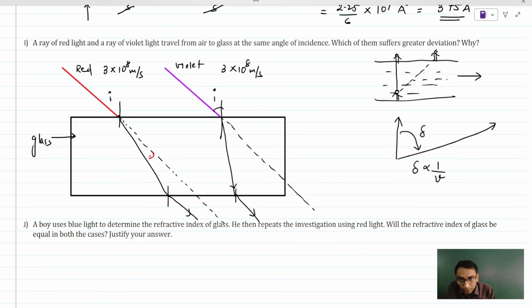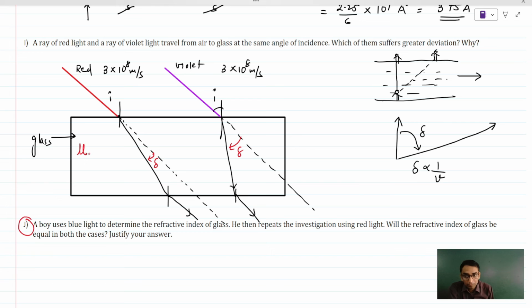This is the angle of deviation, this one. The angle between the extended incident ray and the refracted ray is the angle of deviation. Correct. Now, if I am asked to find even the refractive index, I'll just explain that over here also.